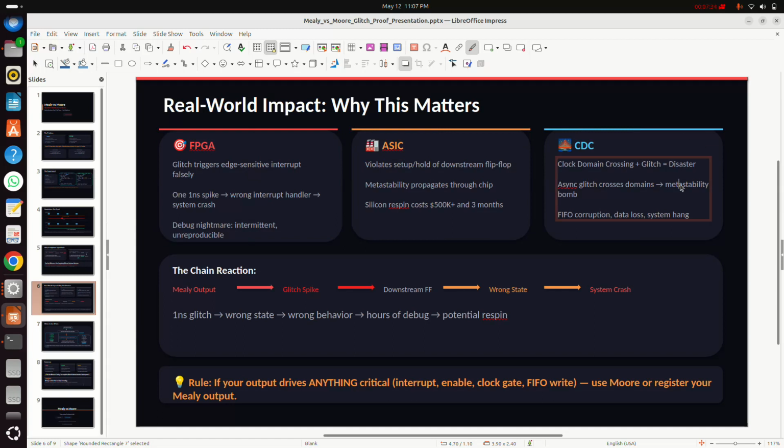This type of mistake is clock domain crossing plus glitch. When both these mistakes happen, it is a disaster. In the upcoming videos we will describe what clock domain crossing is and study it. This is a chain reaction: a Mealy output glitch spikes, then the downstream flip-flop goes to the wrong state and the system crashes.